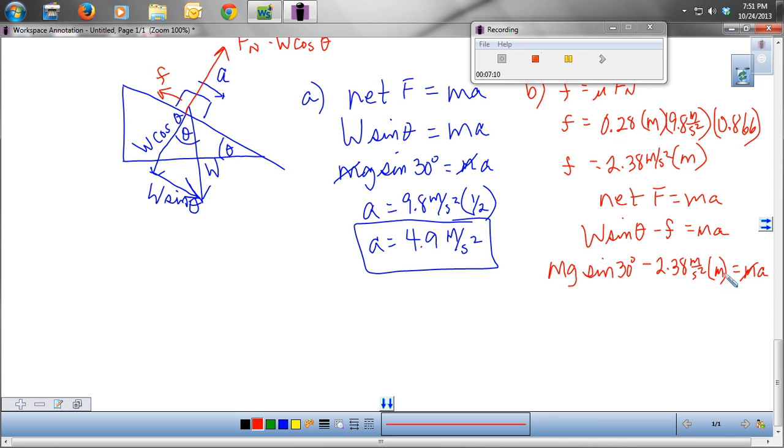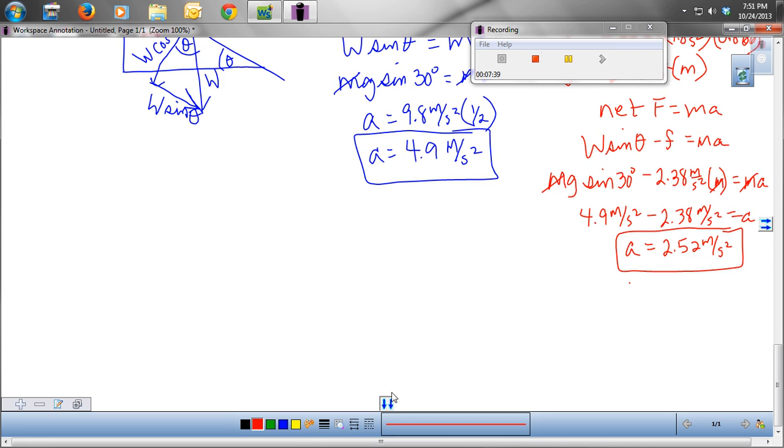But notice you have a mass and a mass, so they cancel. We already said that this was 4.9 meters per second squared minus 2.38 meters per second squared is our acceleration. So the acceleration is going to be 2.52 meters per second squared, and it's positive, which means it's going to be down the ramp. So we know we're good to go. All right, number 6.